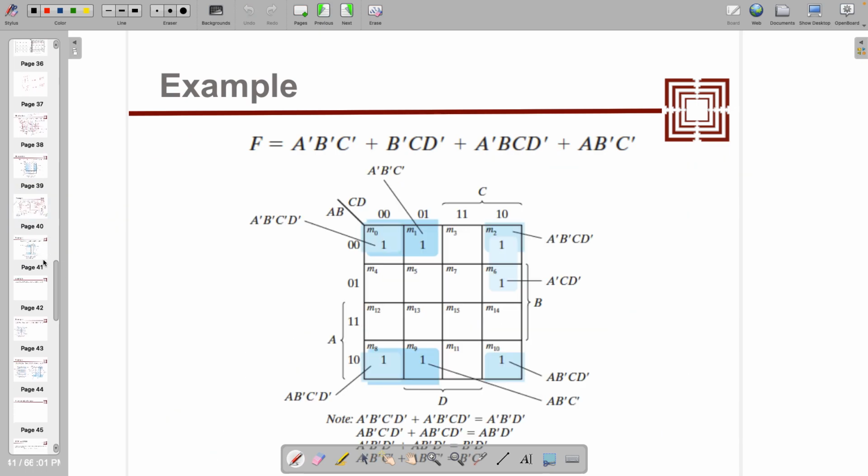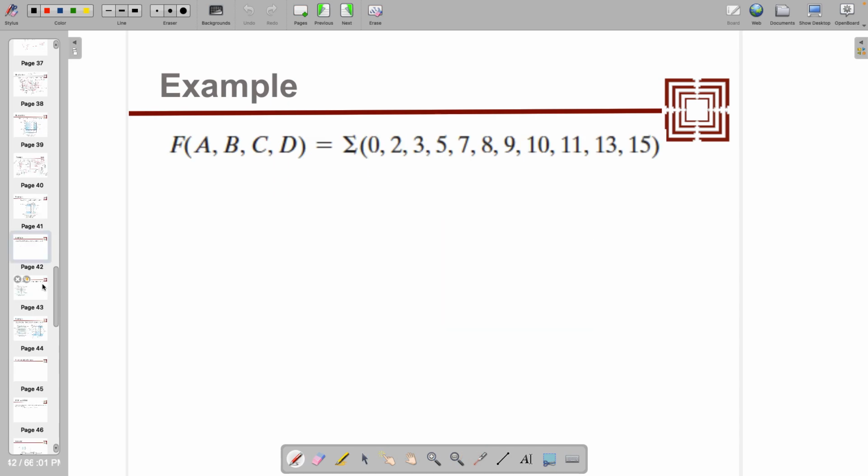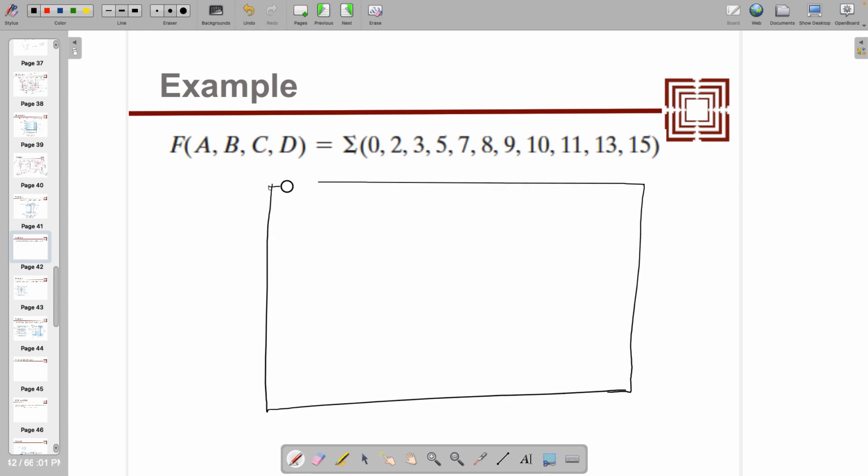Okay, so now that there's one, now let's try this one. This must be easier. Use only K-map, solve this with K-map. That's the question, right? Solve this with K-map. So when you are going to make this, these entries will be as follows.